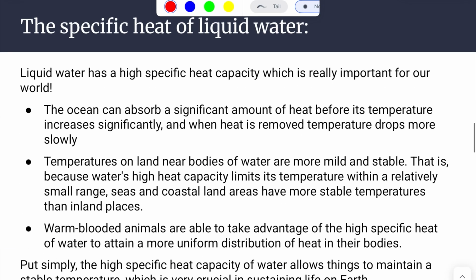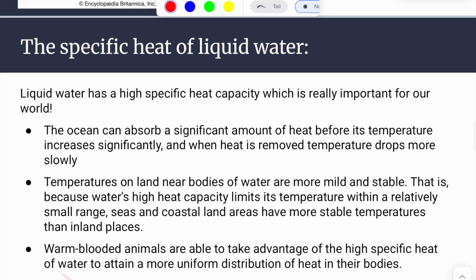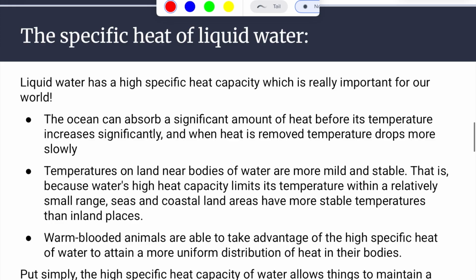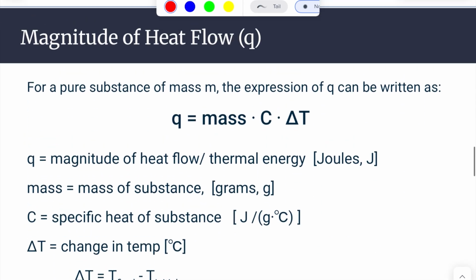So how can we use this value? But first, here's some information on the specific heat of liquid water, why it is important. Please go through and read that. Ask questions if you have any. It tells us a lot about how that water helps regulate those changes in temperature and that transfer of heat. And so we can then calculate magnitude of heat flow, magnitude being how much, and then we can find direction as we look at change in temperature.